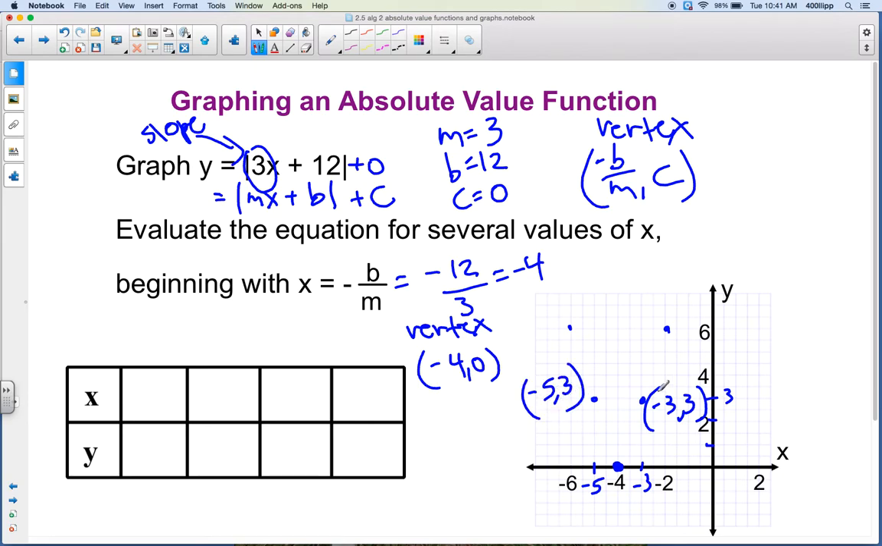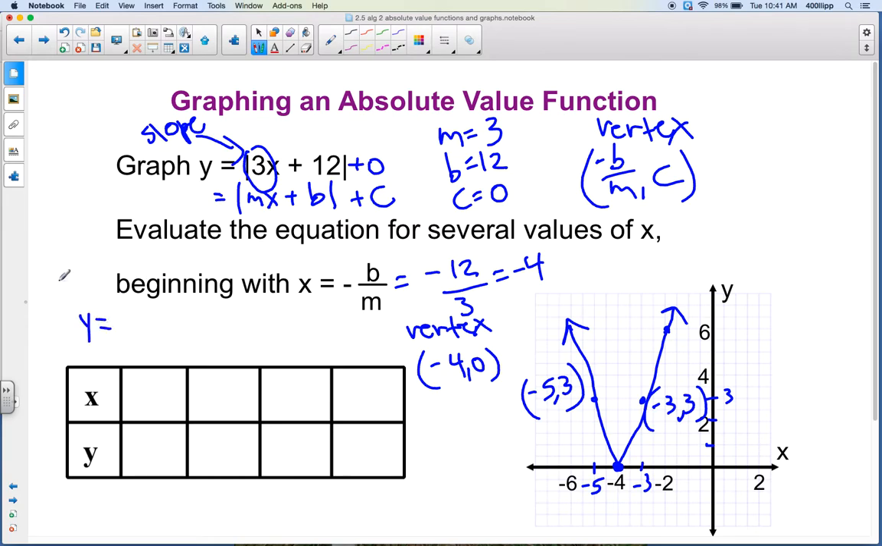And what you can actually do to check this is, sorry, my graphs are pretty terrible, but these should look like V shapes. Anyways, so you can actually plug in these points like -3 for your x, and you should come out with your y value to be a 3. So let's try that and see if it works.